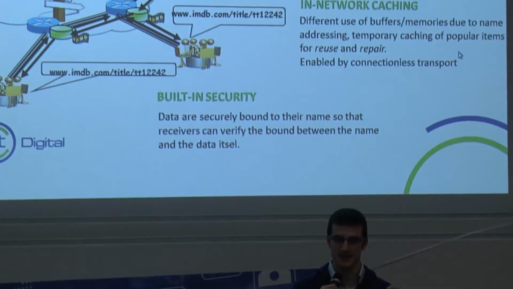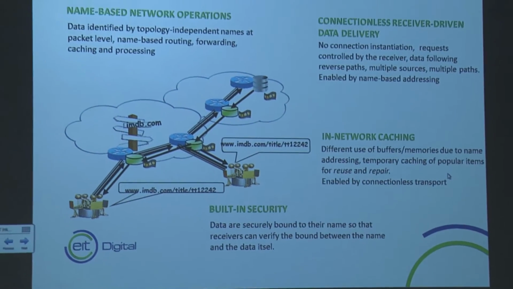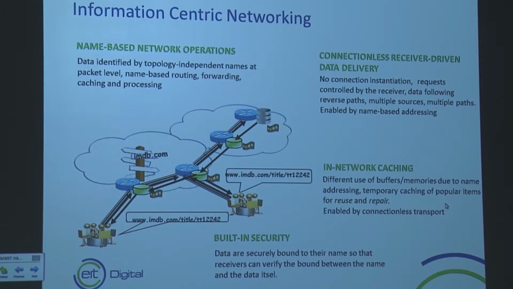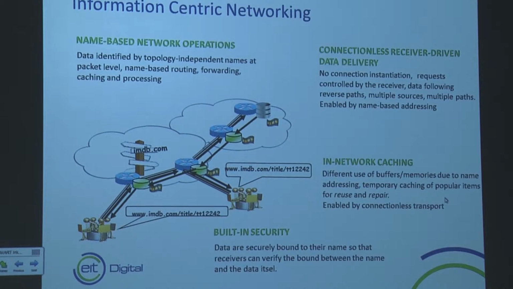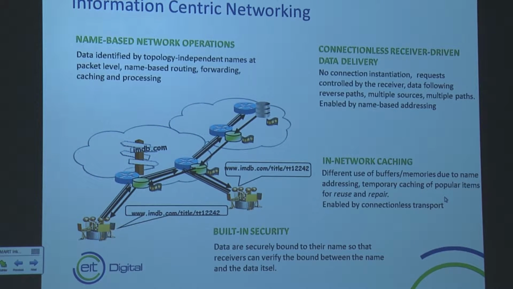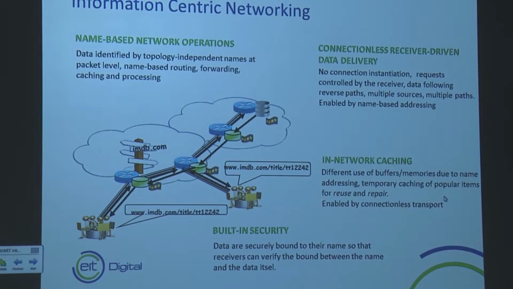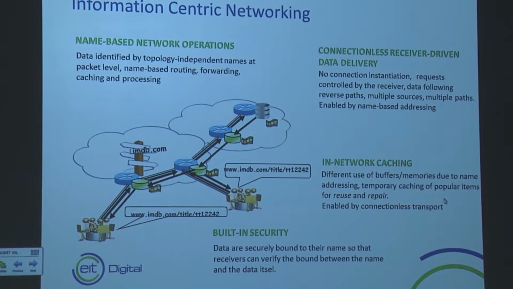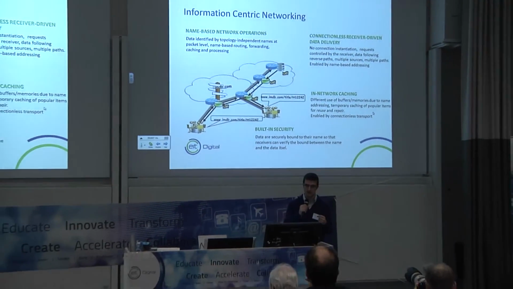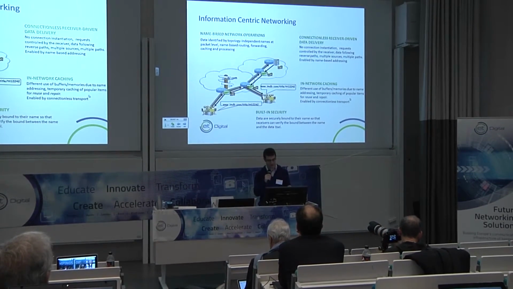So basically ICN, as someone said before, is basically naming objects and moving objects or data using their name instead of their location. So we have name-based operations: interests or requests are routed in the network, and data comes down from the originating server or an intermediate cache to the requester. With this, we enable connectionless receiver-driven data delivery. Meaning that receivers express requests to the network on certain data, and the data comes down from the network to the receiver.